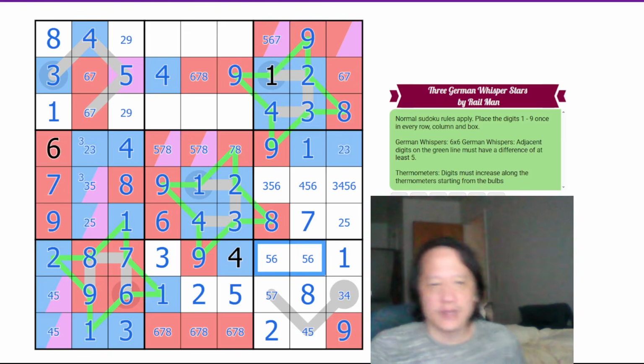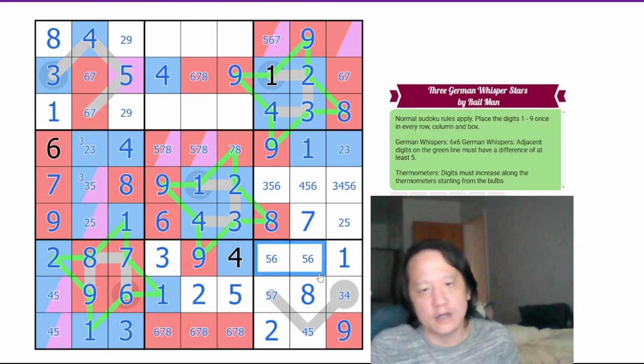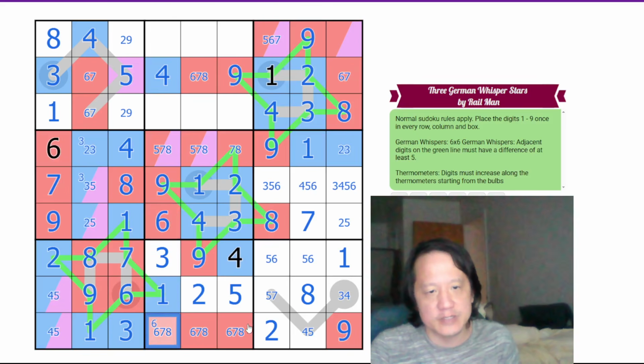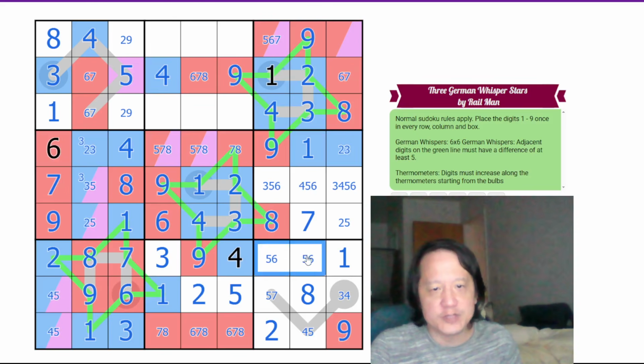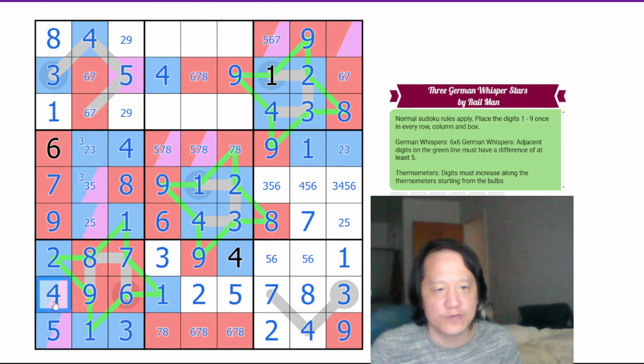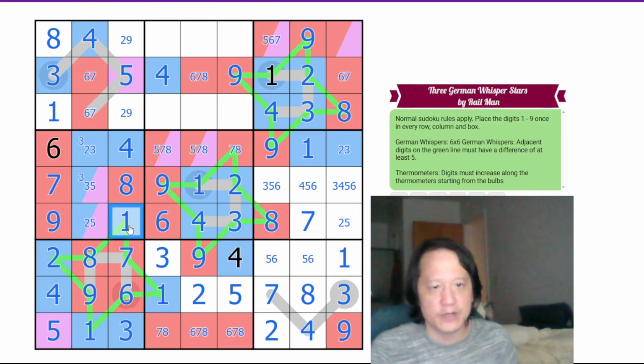In the lower right-hand box, this 6 eliminates 6 here. This 5, 6 pair eliminates 5 and 6 in the rest of the box, so no 5 there. It's 4, no 5 there. It's 7, and this 4 eliminates 4 there, so it's 3. 5 eliminates 5 there, so it's 4 and 5. No 5 available there, no low there.